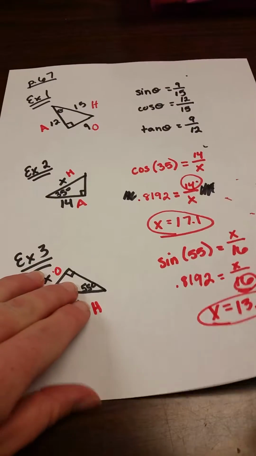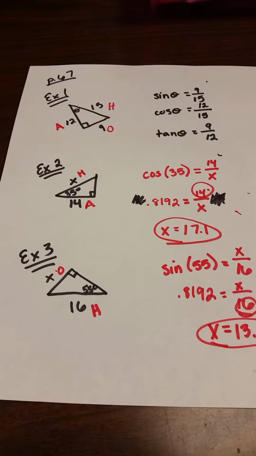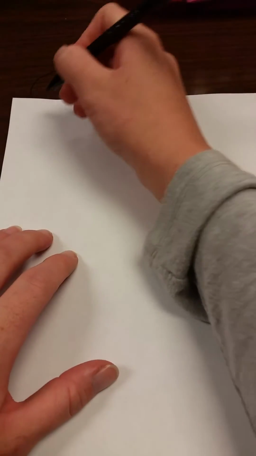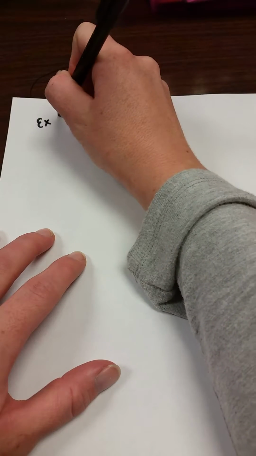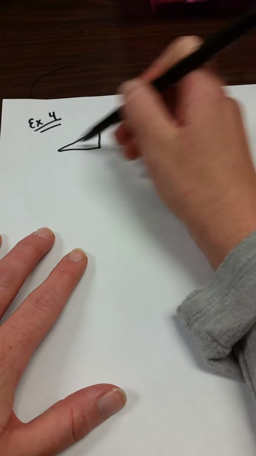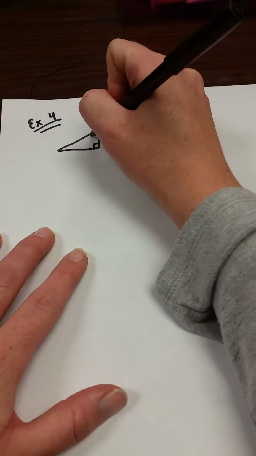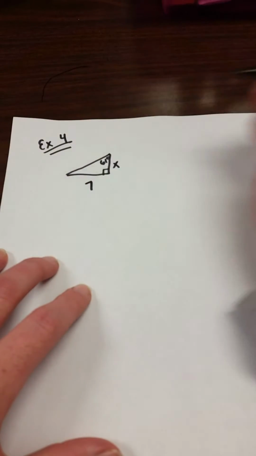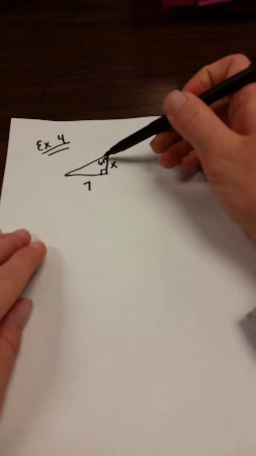Okay? All right, what I want you to do now is I'm going to give you example 4, and I want you to try it, hit pause on the video, and try it, and then come back and I'll work it out with you. So here's example 4. Put 61 degrees up here at the top. And then this is x, and that's 7. That's a 61. It's a little small, but that's 61. Okay, I'm going to hit pause for a minute, and you guys see if you can figure out what x is by yourself.